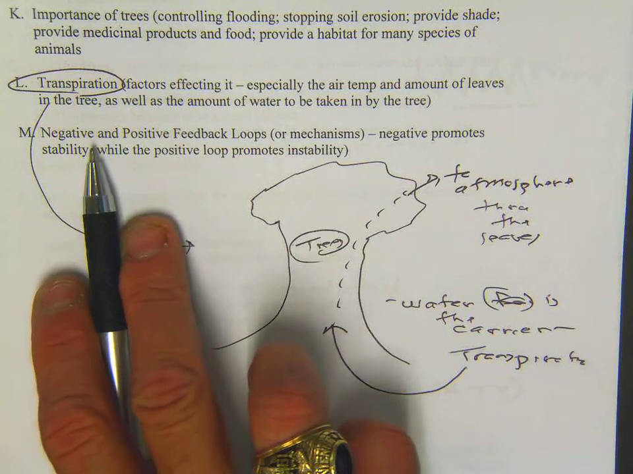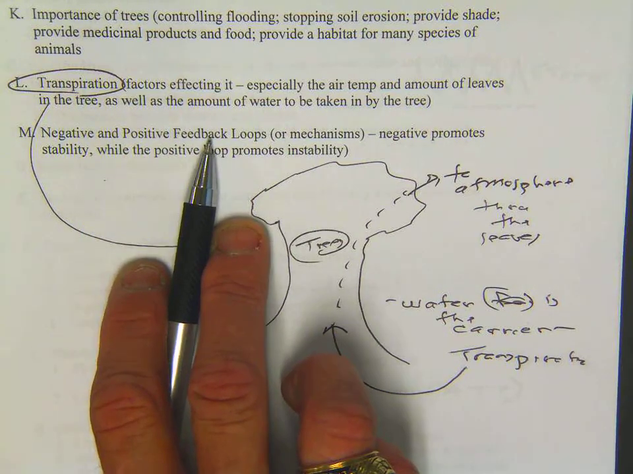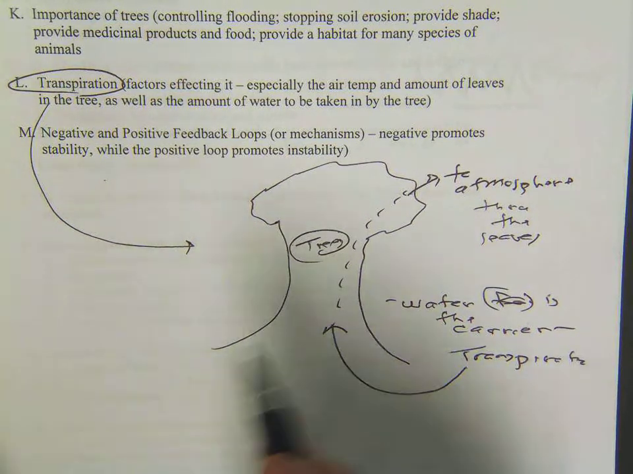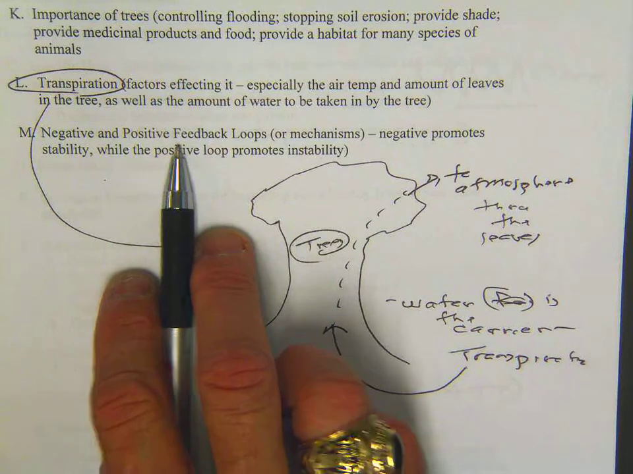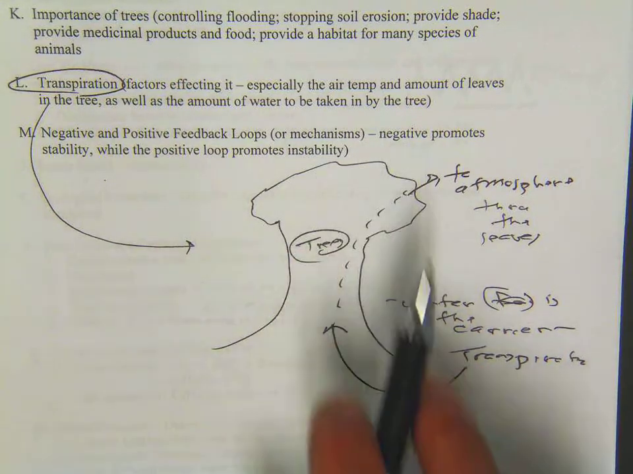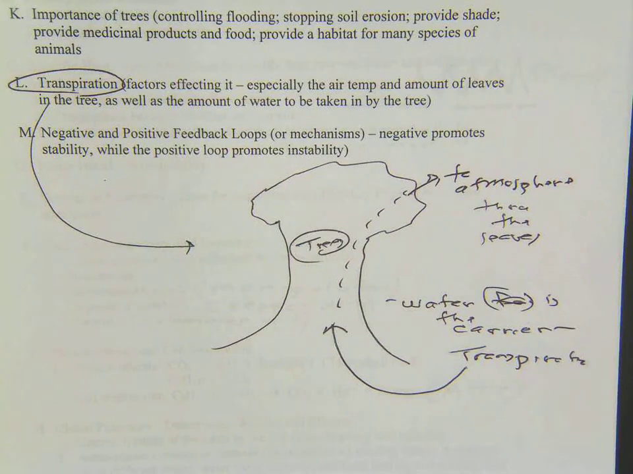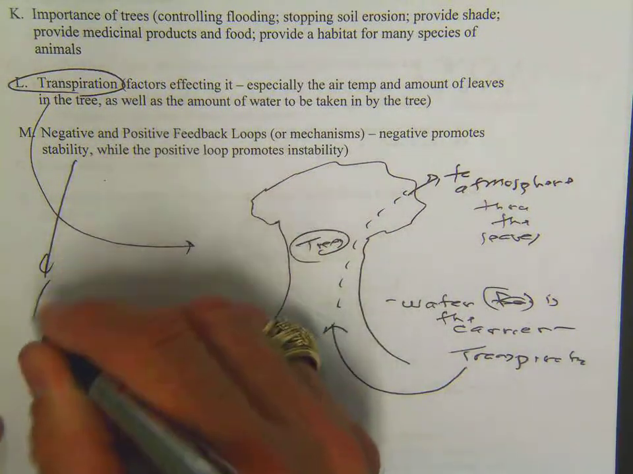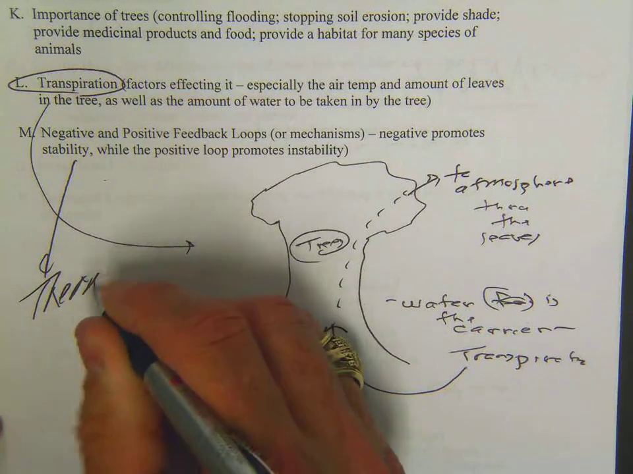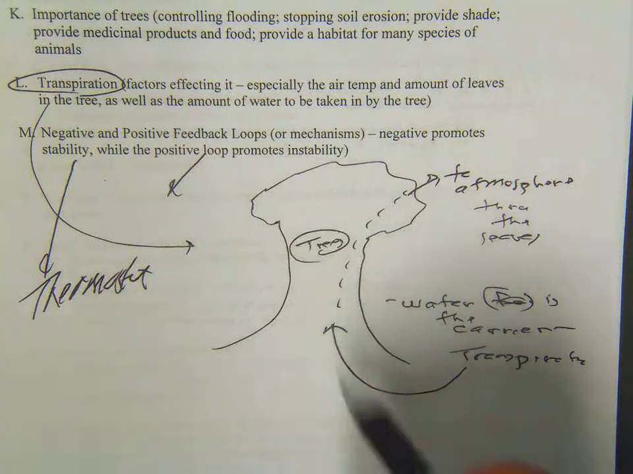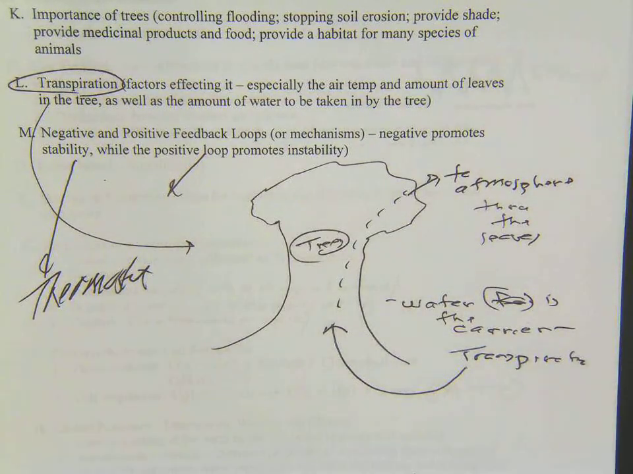And also we talked a little bit about negative and positive feedback loops or mechanisms. When we did the specific heat lab, we talked about this, and we can review this week also. But basically, negative feedback loops or mechanisms would promote stability like a thermostat would, whereas a positive feedback promotes instability. It exacerbates a problem.